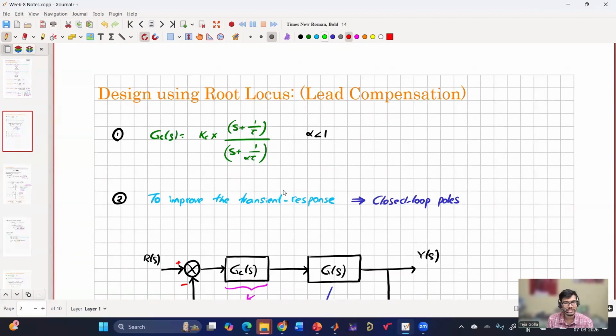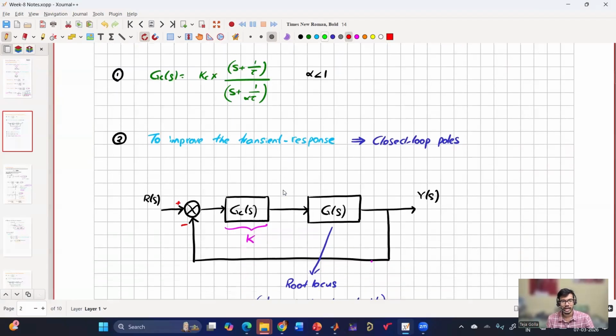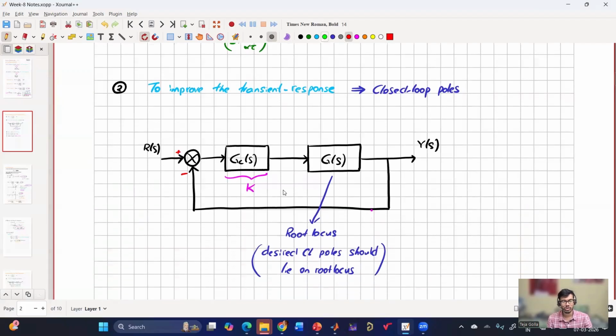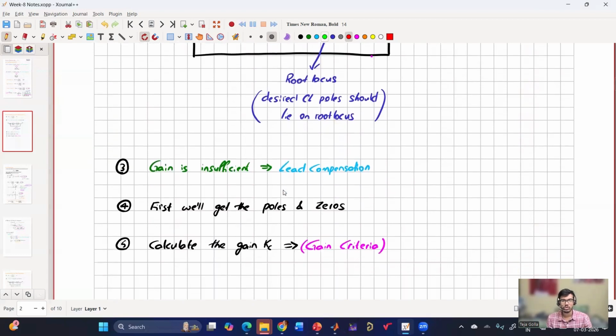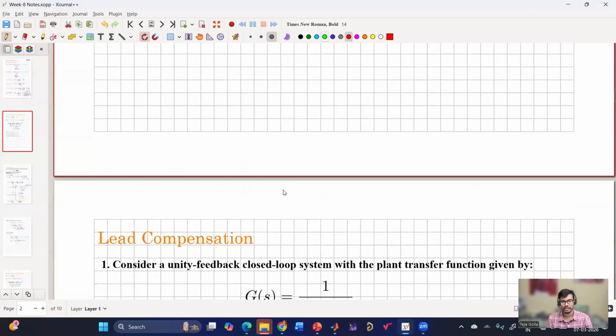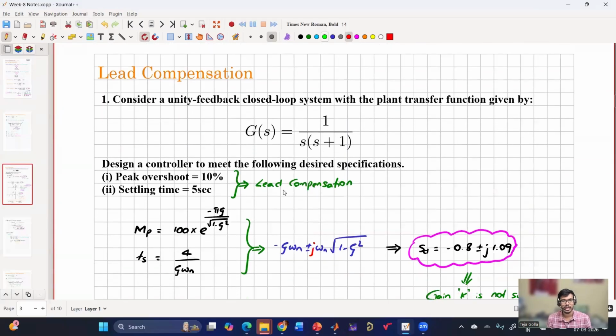So first we have to always check whether a simple gain is sufficient. And if it suffices, from the root locus we will see that the desired poles will lie on the root locus. If not, then we'll design the lead compensation if it is about transient response. So first we'll have to get the poles and zeros, then we'll calculate the gain from the gain criteria. So for the lead compensation here, I have given one transient response requirement, and based on that, first I have calculated the closed loop poles.